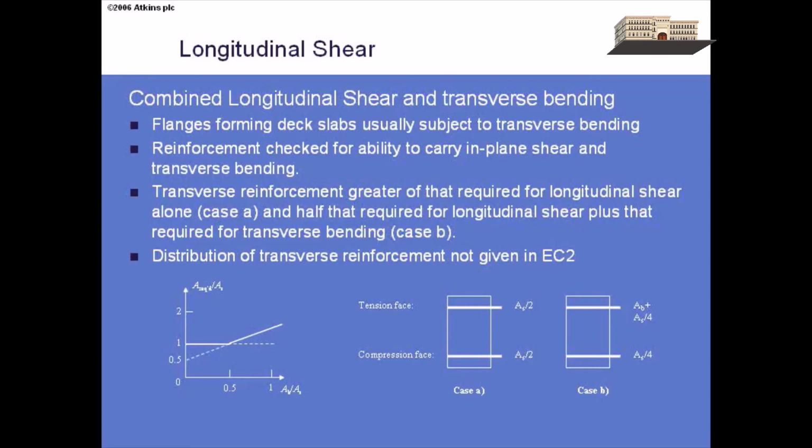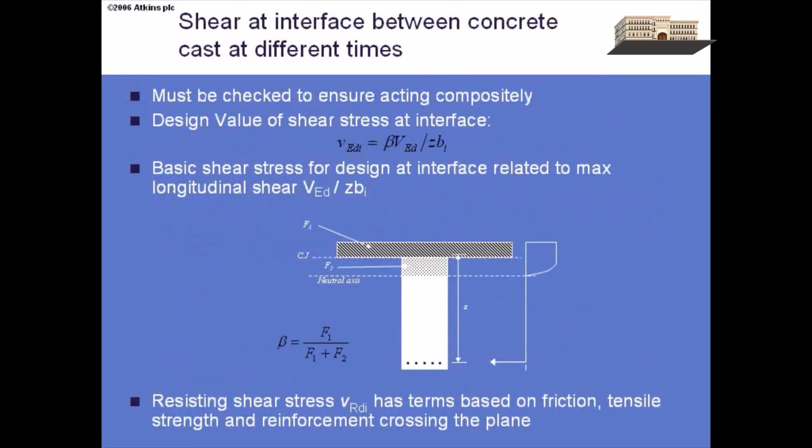There's a slightly curious rule which actually works if you look in more detail, but it looks a bit odd if you just read it, which basically says that when you're designing the transverse reinforcement, you provide the greater of that you need for longitudinal shear on its own, or half what you need for longitudinal shear plus all of what you need for bending. So you just basically look at those two extremes and provide the greater of the two. We haven't got time to go into why it works, but it does work.